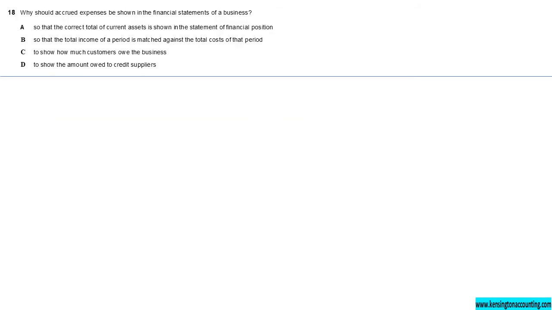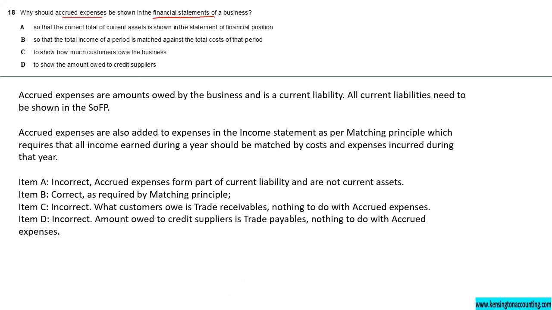Question 18 is about accrued expenses. Why should accrued expenses be shown in the financial statements? Let's look at the definition of accrued expenses. Accrued expenses are amounts owed by the business, and therefore they are a liability. It is also a current liability because these amounts are due within the next 12 months. And obviously all current liabilities need to be shown in the statement of financial position.